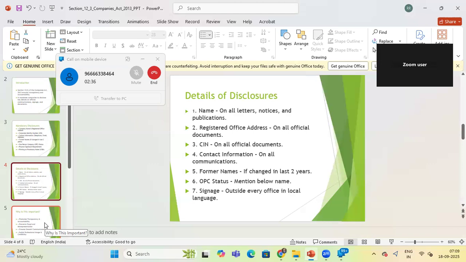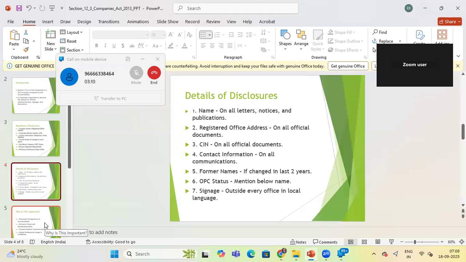And then former name or names. If the company has changed its name in the last 2 years, the previous name must also be mentioned. This prevents confusion or fraud. One-person company status: if it is a one-person company, OPC, the words "one-person company" must be written in brackets under the company's name.